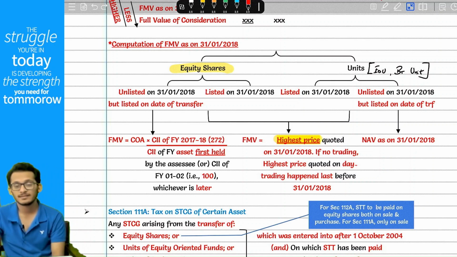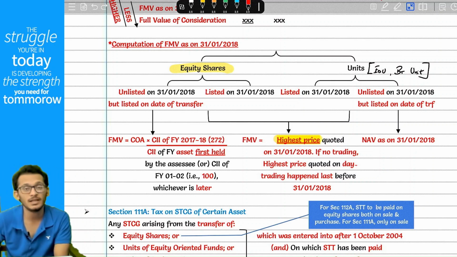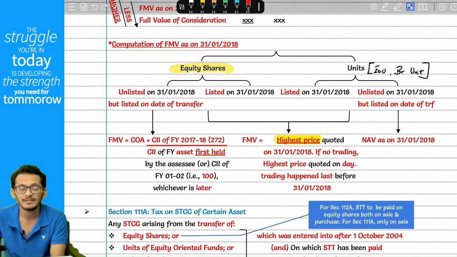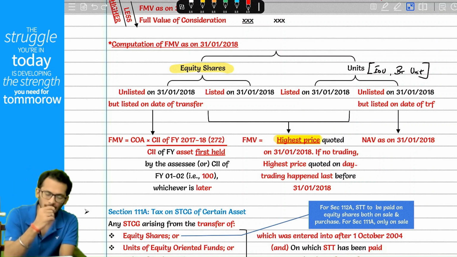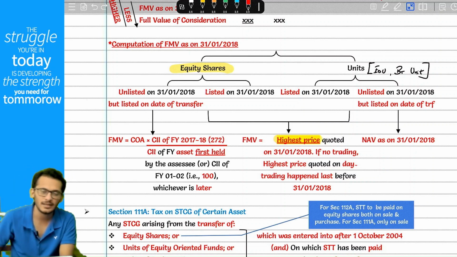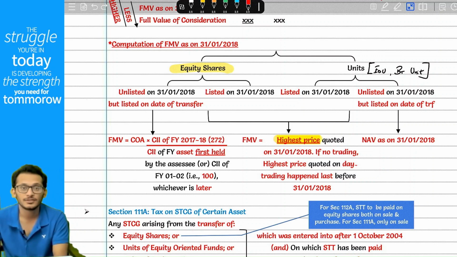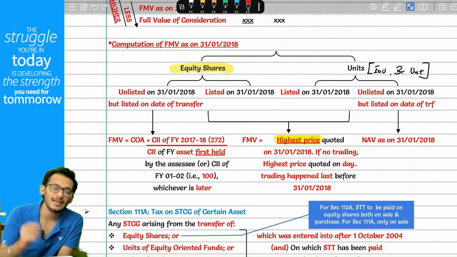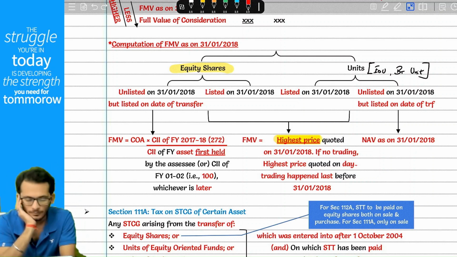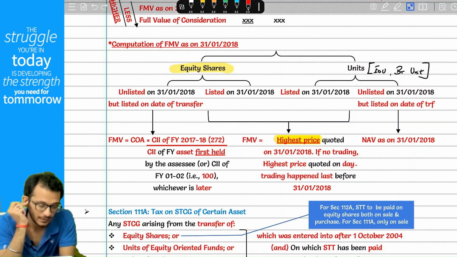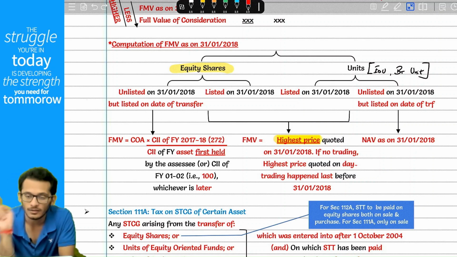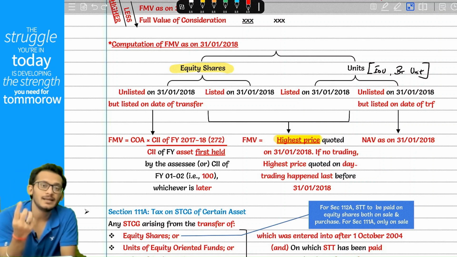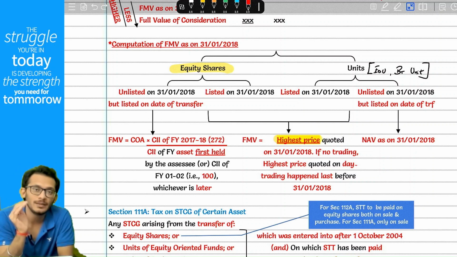But if the asset was not even listed during that period, then if it is a unit, it is the NAV of the unit on 31st January. If it is an asset in the form of shares, then you will assume the FMV to be the indexed cost on that date, which means FMV equals cost of acquisition into CII of the year 2017-18, because it is assumed to be indexed that day.